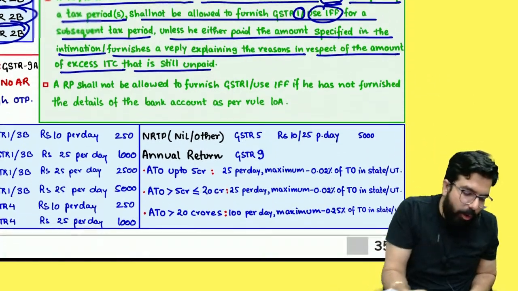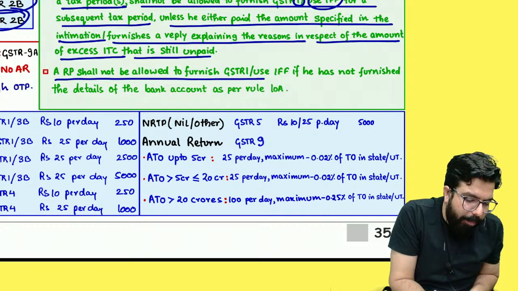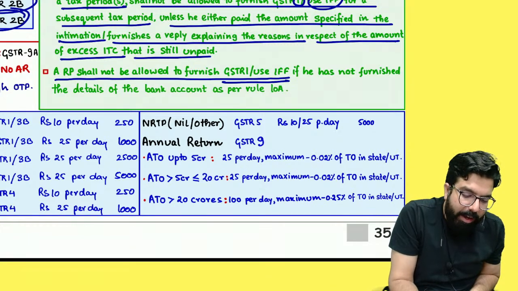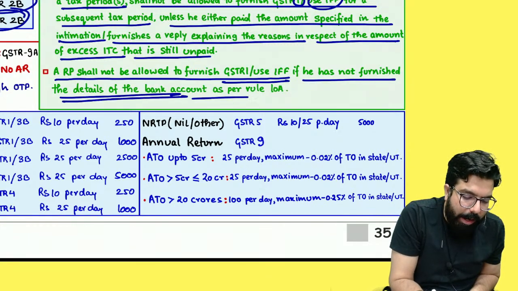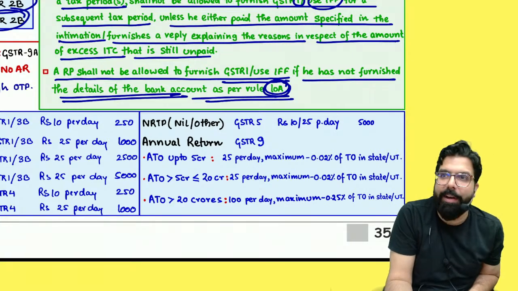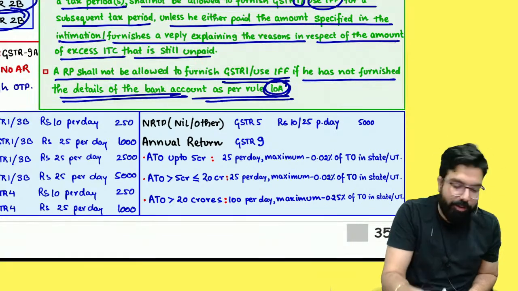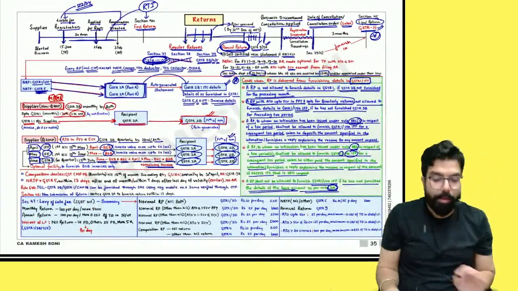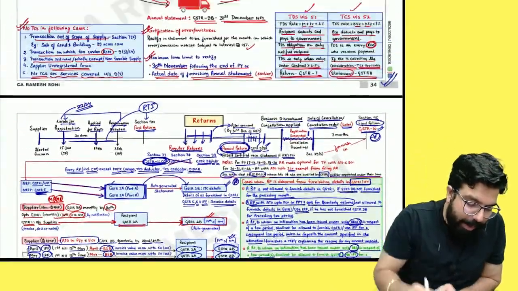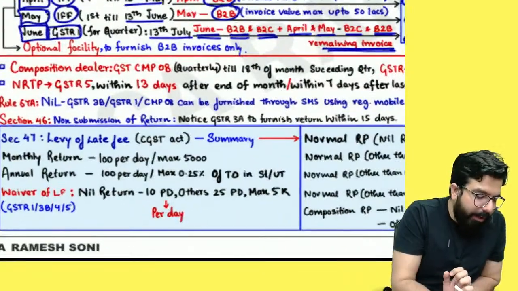And the last reason over here is a registered person shall not be allowed to use GSTR 1 or IFF if he has not furnished the details of the bank account as per rule number 10A. Bank account details, do you remember, everyone? This you remember. Everyone, okay. People, very, very important from exam point of view. Let's go ahead.